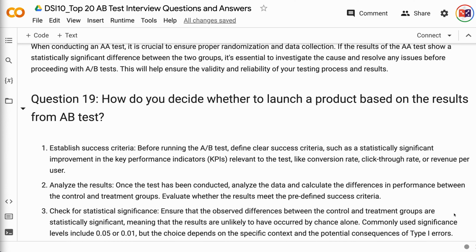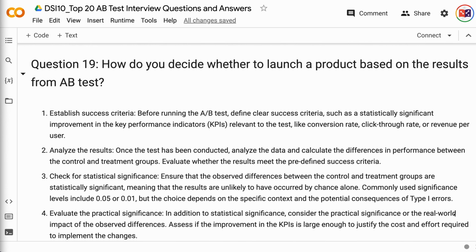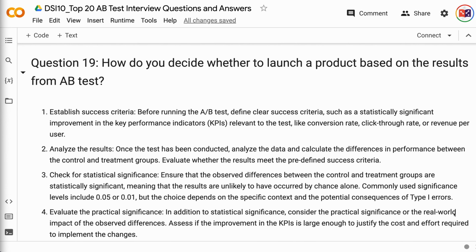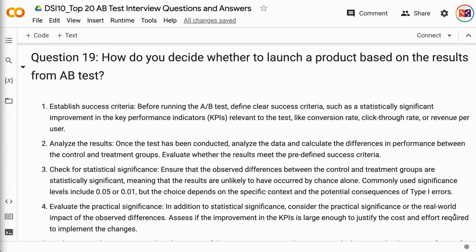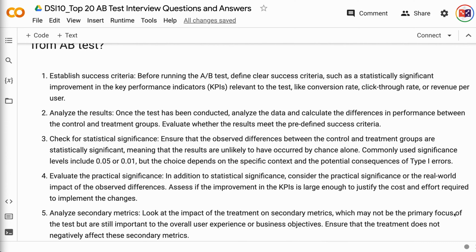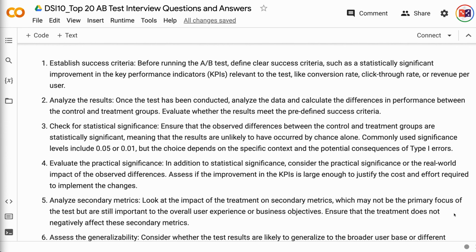Question 19. How do you decide whether to launch a product based on the results from a randomized controlled test? 1. Establish success criteria. Before running the hypothesis test, define clear success criteria, such as a statistically significant improvement in the key performance indicators relevant to the test, like conversion rate, click-through rate, or revenue per user. 2. Analyze the results. Once the test has been conducted, analyze the data and calculate the differences in performance between the control and treatment groups. Evaluate whether the results meet the predefined success criteria.